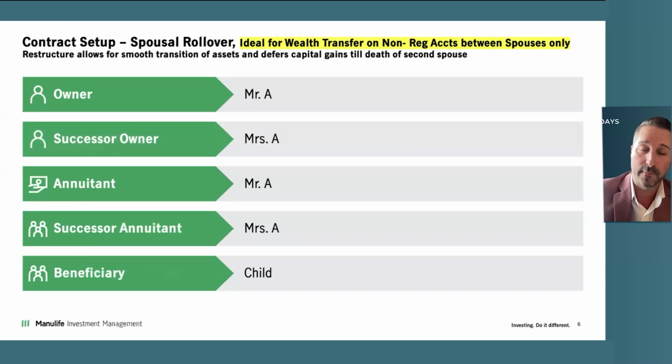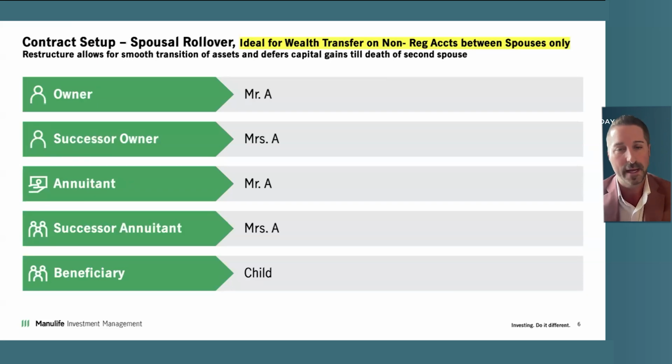So the planning point here from a contract setup perspective, when you're setting up a contract between spouses, and let's assume this is just Mr. A's money, name the spouse the successor owner and successor annuitant and not the beneficiary. So in this way, if Mr. A dies first, the contract can continue. You can get that tax deferred rollover to Mrs.